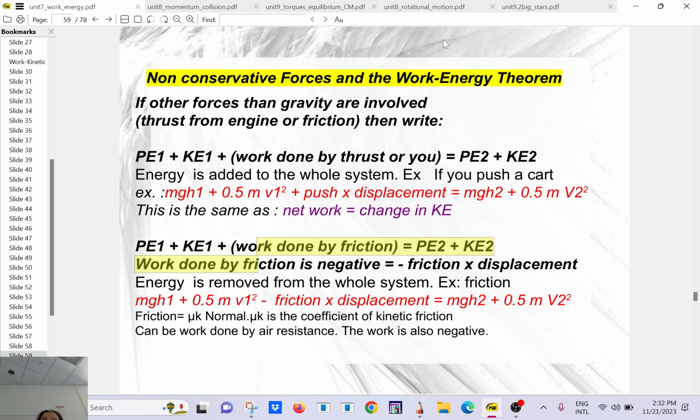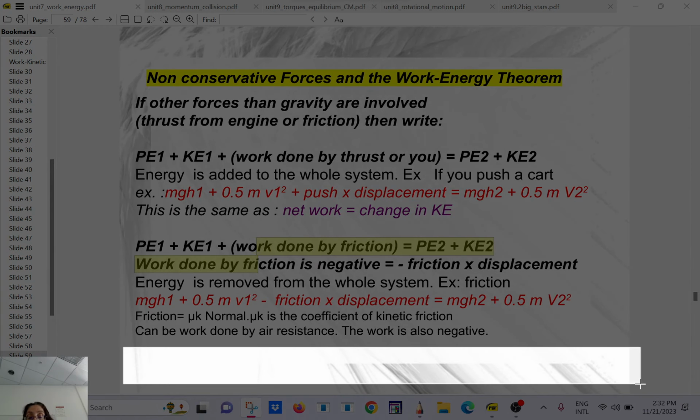Okay, so far we didn't talk about what's happening to the equation, okay? If you have friction or if you're doing work, like if you put energy in the system. Because those forces, like thrust, like an engine, or friction are not conservative. So we have to change the equation. Okay, so now we have to change the equation.